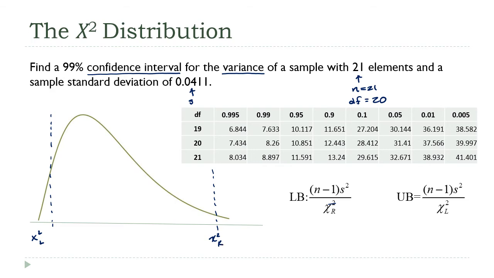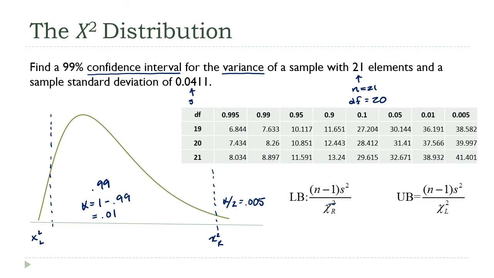And I know I want 99% in the middle. All right, that means alpha is 1 minus 0.99, or 0.01. And I need half of that over here. Well, half of that is 0.005. All right, great.